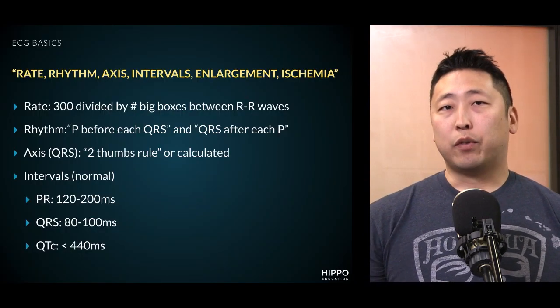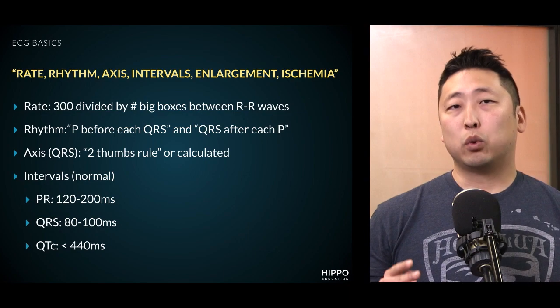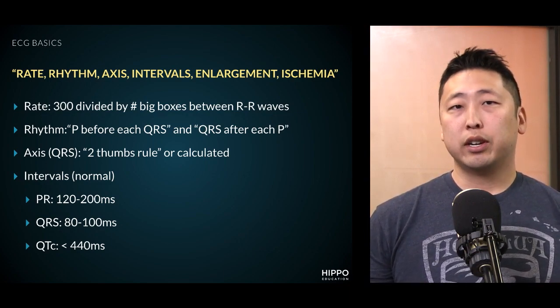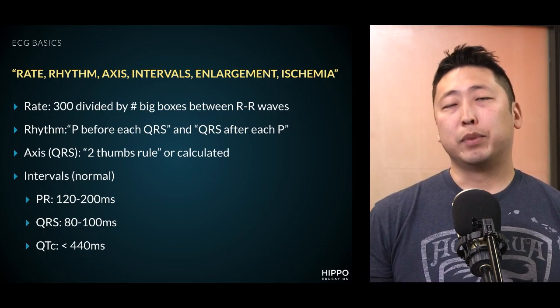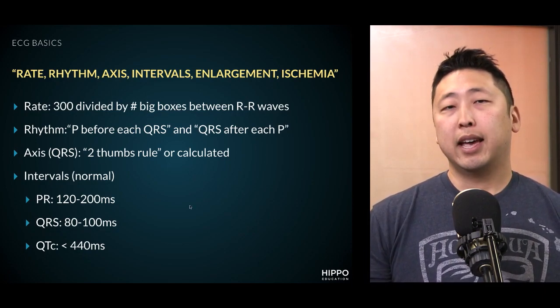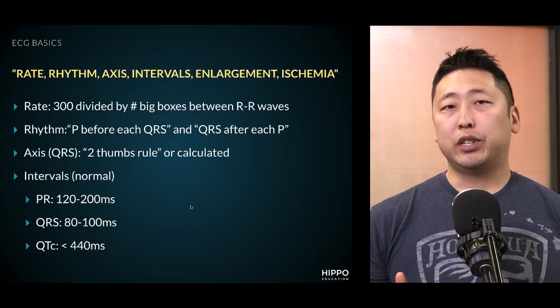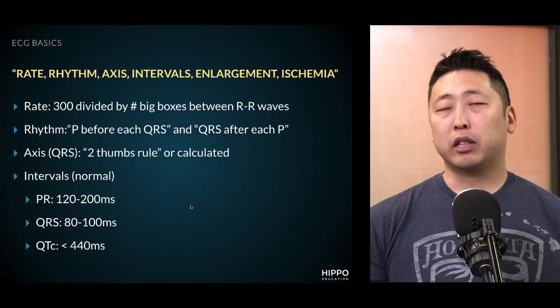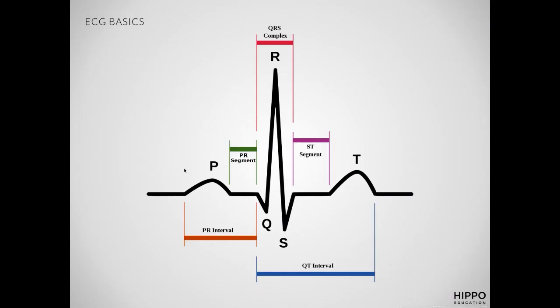Now, when you talk about intervals, normal intervals for PR is between 120 to 200 milliseconds. Normal QRS is 80 to 100. A normal corrected QT is going to be less than 440 milliseconds. And I specifically mention the corrected QT because that accounts for the heart rate, as opposed to the QT, which can be a little bit inaccurate. So let's take a look at this ECG tracing.